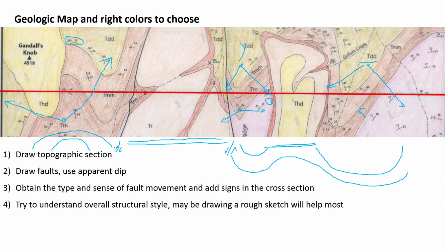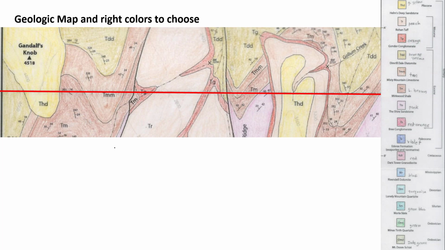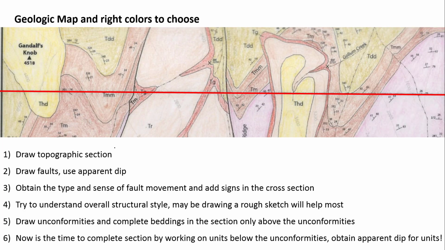So I need to make this image in my mind, and then I can go to the details and improve the quality of the section. So let's see what we do in number 5. Always go back and forth between the time and the outcrops. That's a key. Then step 5: draw unconformities and complete bedding in the section only above the unconformities, right? So this is number 5.